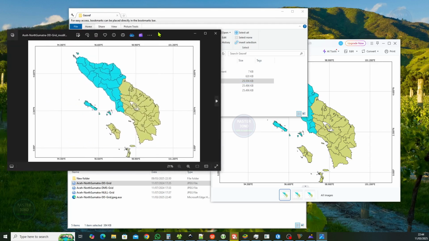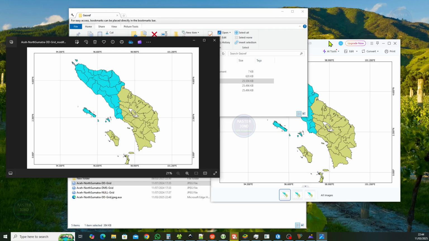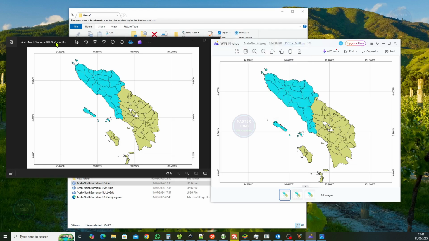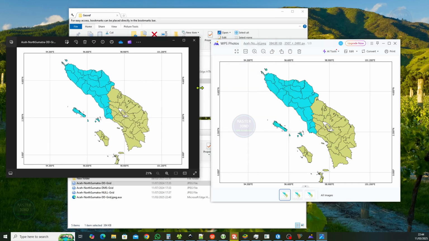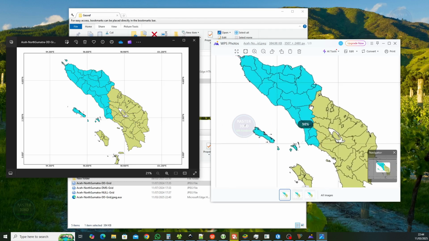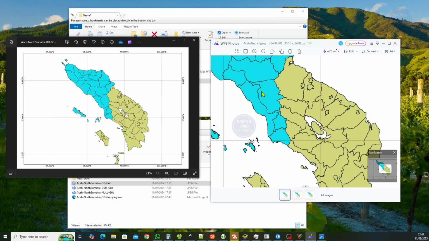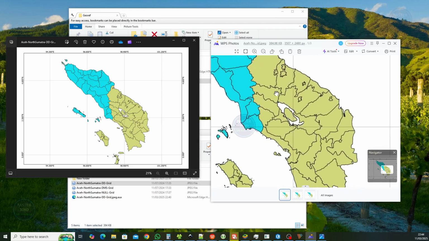Okay, there and there. Here the DD grid modified, and this is the JPEG. Okay, this is TIFF. All right. Now we can see the colors first. They are identical. The upper one is blue and the lower one is a light brown. Same. Blue and the light brown.